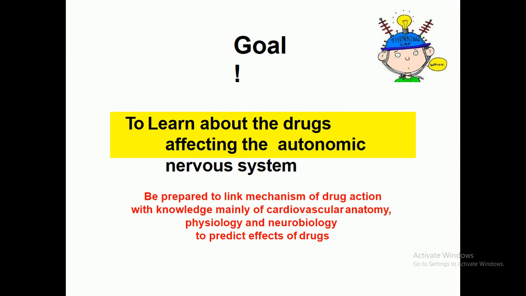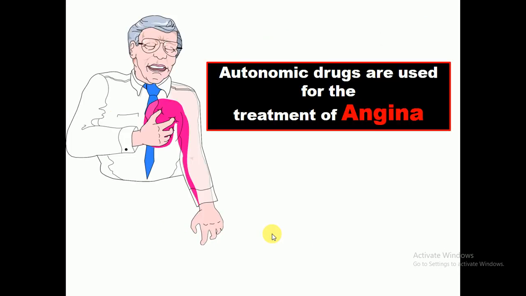Our main goal and objective is to learn about the drugs affecting the autonomic nervous system. Be prepared to learn the mechanism of drug action with knowledge mainly of cardiovascular anatomy, physiology and neurobiology to predict the effects of the drugs.